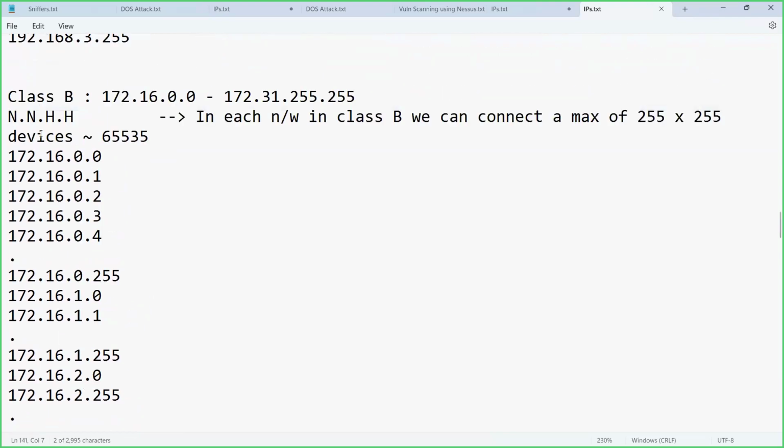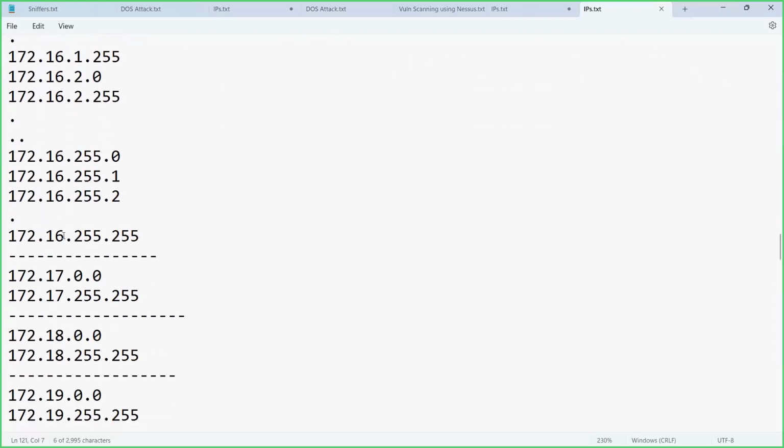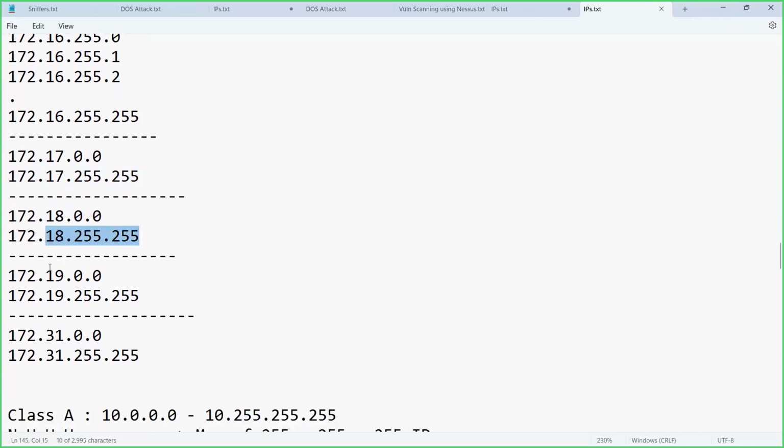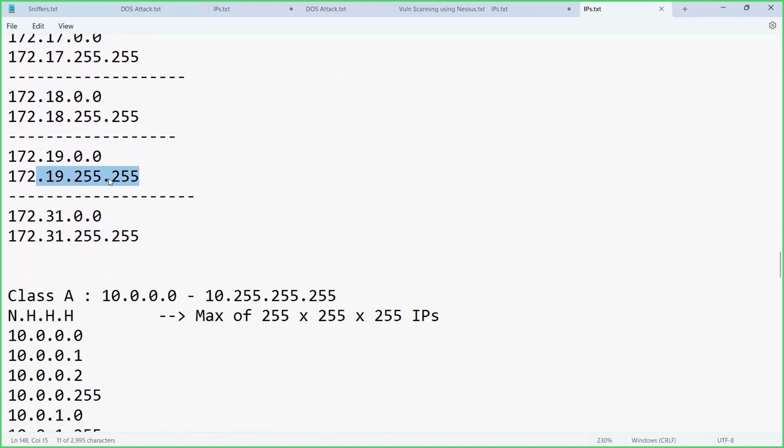Okay. Same logic, as long as the host portions are changing, it just indicates a change in the host, a change in the device. All of them still belong to the same network. But when the network portion changes, when the 16 changes to 17, the network divides over there. And here starts a new network. So from 172.17.0.0 to 172.17.255.255, that's a separate network. 172.18.0.0 to 172.18.255.255, next network. 172.19.0.0 to 172.19.255.255, next network. Okay. Like that, it goes on all the way up to 172.31.0.0 to 172.31.255.255. That's the last private IP in class B.